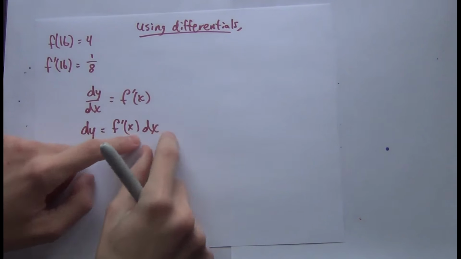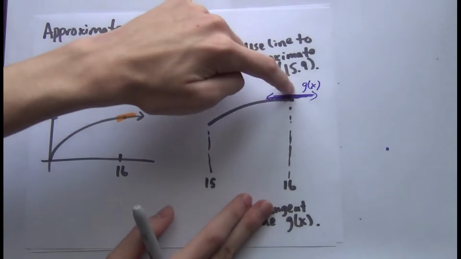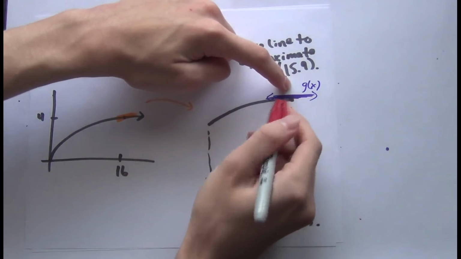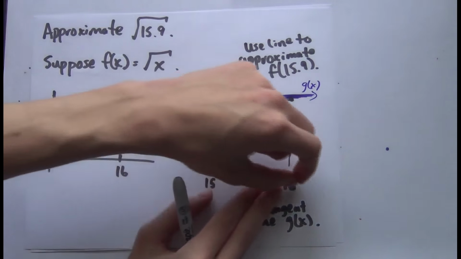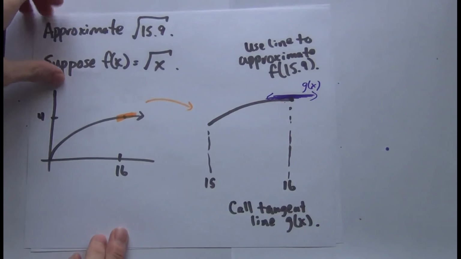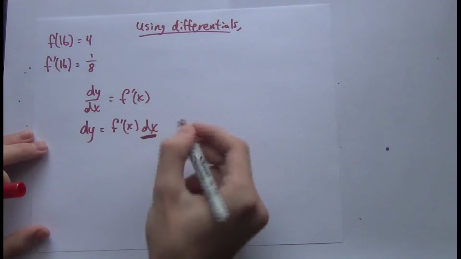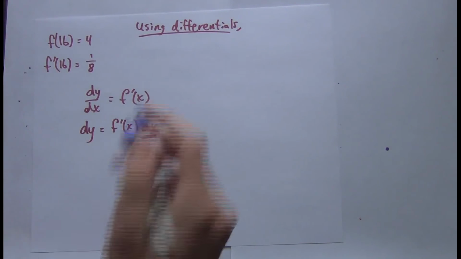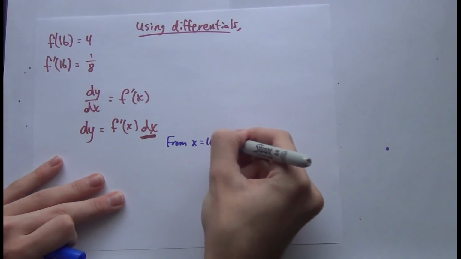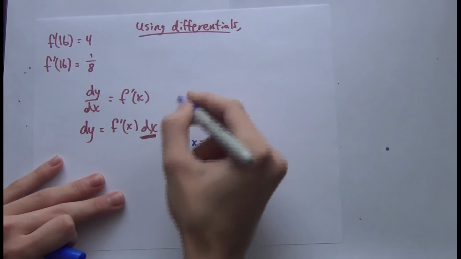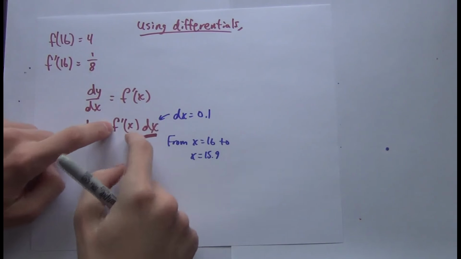Well, what is my change in x? I start out at 16, that's where my derivative is defined, and then I'm altering it by how much? I'm altering it by 0.1 because I want to approximate 15.9. So I start from 16 and subtract 1/10. So essentially my dx ends up being 0.1. And what is the derivative at that point? Well, it's 1/8.